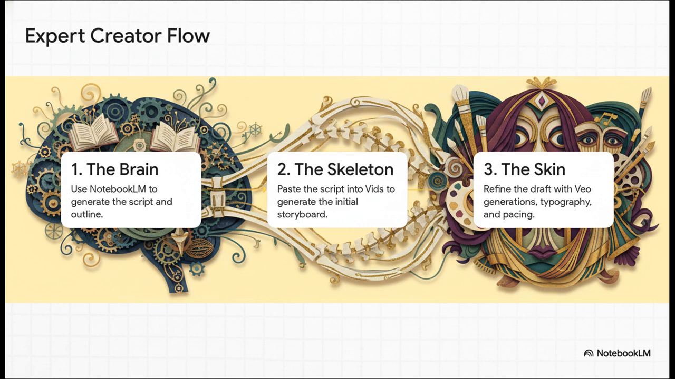First up is the brain. That's Notebook LM. You dump all your research, all your source files in there, and use it as an AI assistant to hammer out the final script. Next is the skeleton. You take that script, pop it into Vids, link your sources, and let the AI build that course structure. And finally, the skin. This is where you come in, refining everything, adding your custom visuals, and perfecting the story.